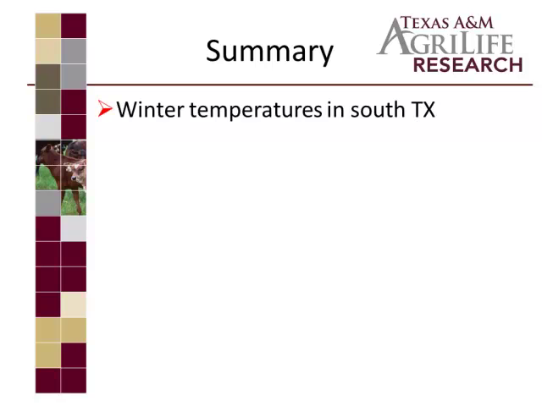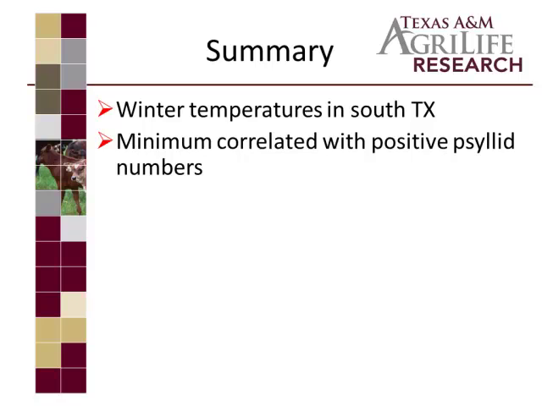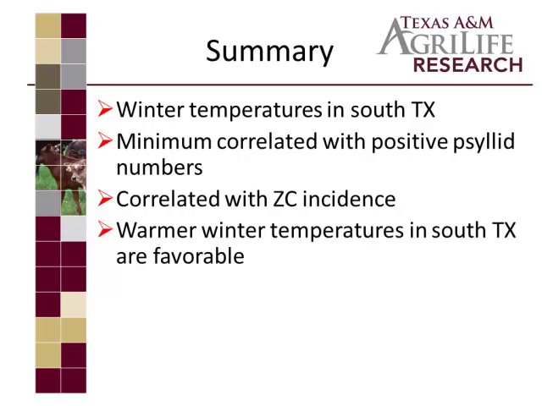So in conclusion, winter temperature in South Texas is very critical. The warmer the winter temperature is, the greater the risk of the disease. Minimum temperature correlated very well with positive ceiling and with total ceiling. That also was correlated very well with GC incidence. So what I would finally say is that in South Texas, warmer winter temperature is more important. If you see warmer temperature in the winter, you may look for higher GC.